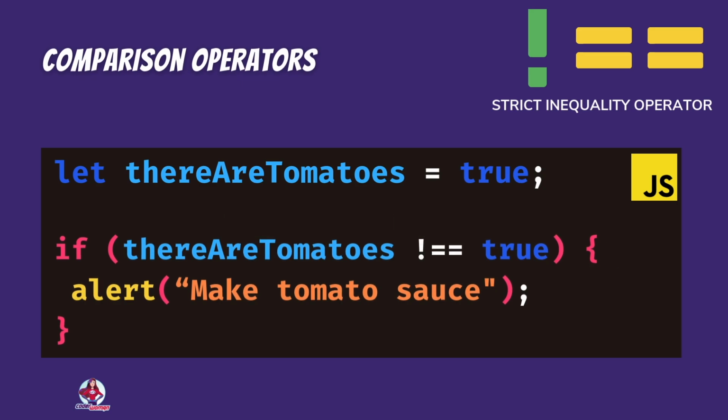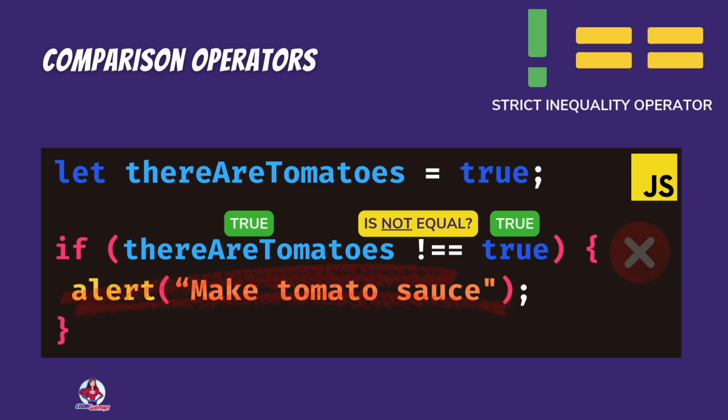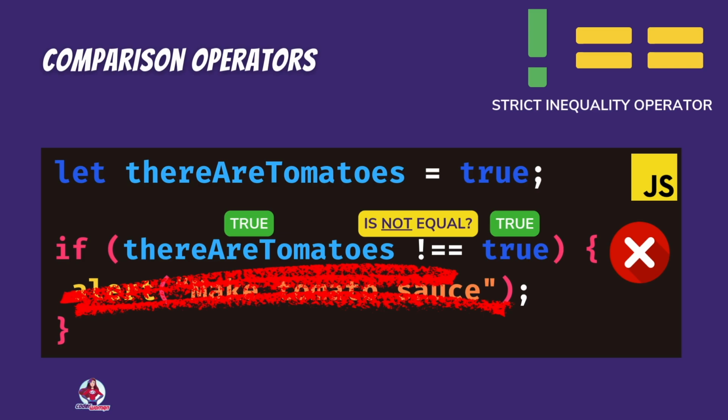But what if I use the strict inequality operator and instead of an equal sign, I use an exclamation mark? Let's say there are tomatoes is still true. I don't change anything except the operator. Here we check if there are tomatoes is not equal to true, which means we don't have tomatoes. In this case, no alert shows up because there are tomatoes is true, so the condition isn't met. You want tomatoes to be missing, but they are in the fridge.